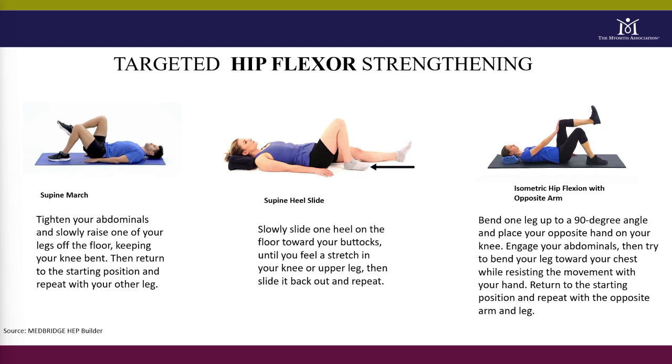The first one is the supine march. With this exercise, you begin lying on your back with your knees bent, and then you tighten your stomach muscles, and basically you're doing a march. You lift your leg off the floor while keeping your knee bent, then return to the starting position and repeat with your other leg.